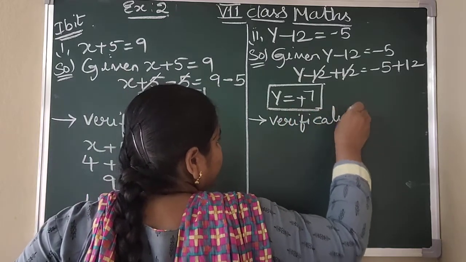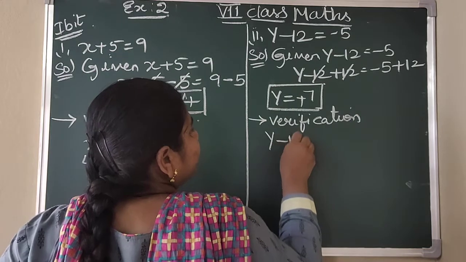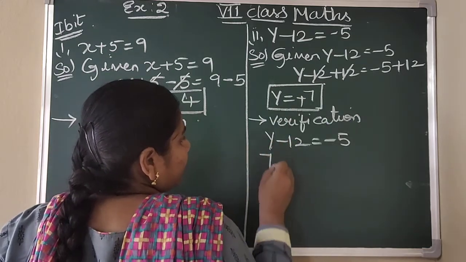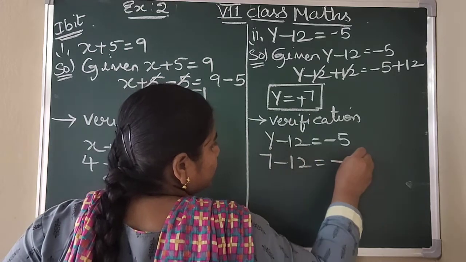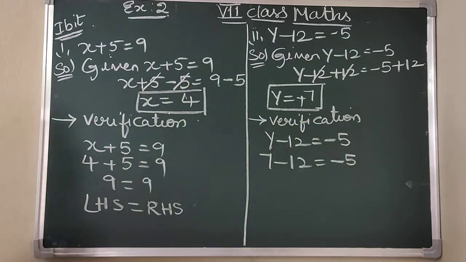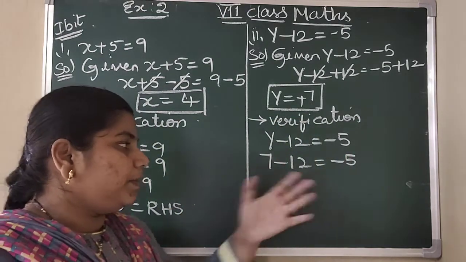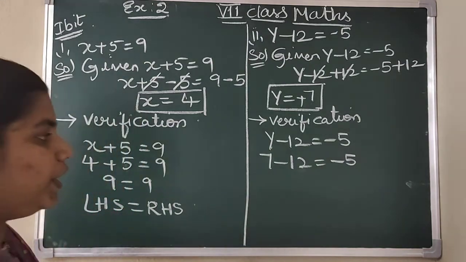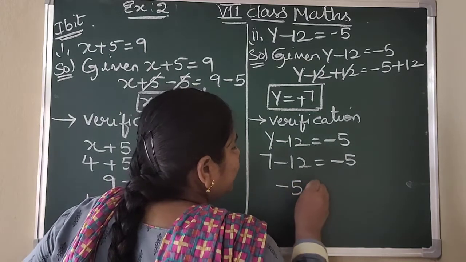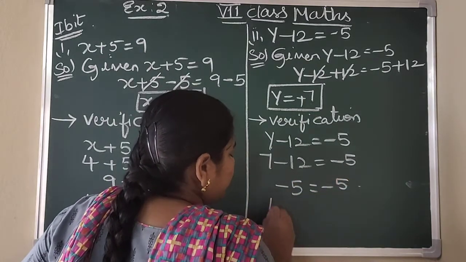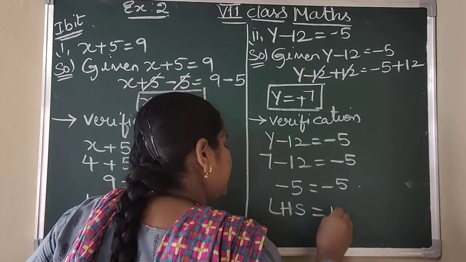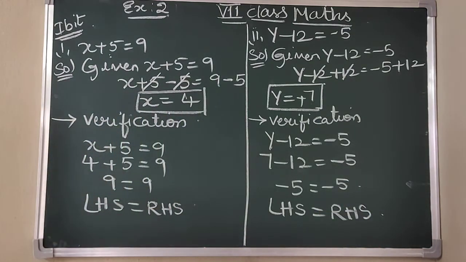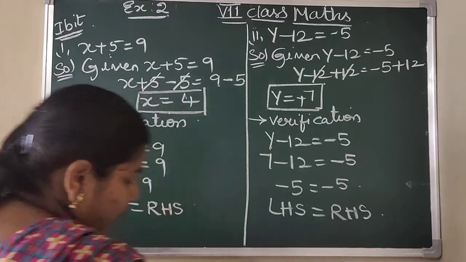So verification. y minus 12 is equal to minus 5. The y value we got is 7. 7 minus 12 is equal to minus 5. From a smaller number you can't subtract the bigger number, so if you do that, the answer will be in the form of negative. That is, minus 5 is equal to minus 5. So here we got LHS value equal to RHS value. So what we did is a correct answer. So next one.